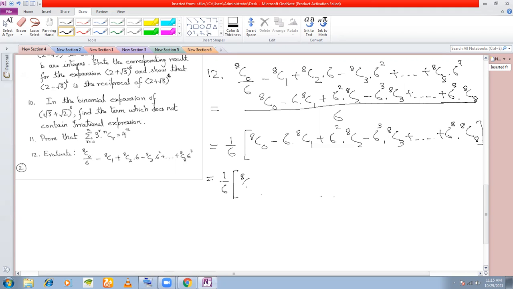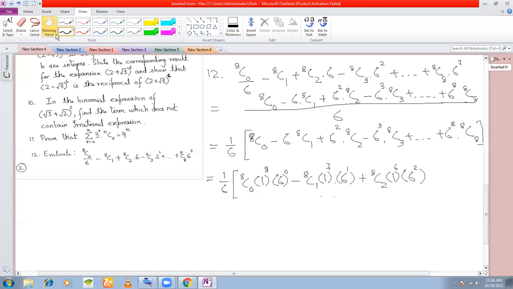You write 8C0. Okay. And because n here is 8, you introduce a 1 to the power of 8 here. Right? And 6, you can write 6 to the power of 0 here. Right? Next term is 8C1, 1 to the power of 7. You reduce the power of 1 and you have 6 to the power of 1. Right? Next term is a plus 8C2. Again, you reduce the power of 1 by 1 and you get a 6 square.